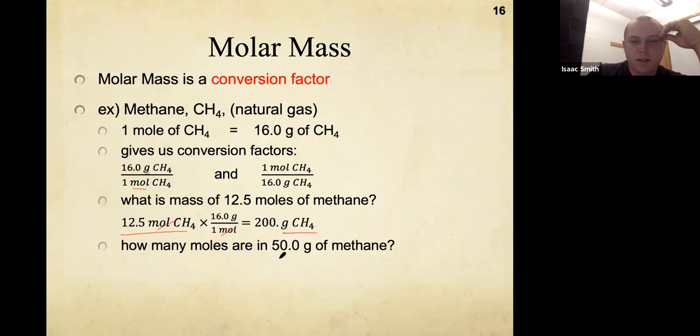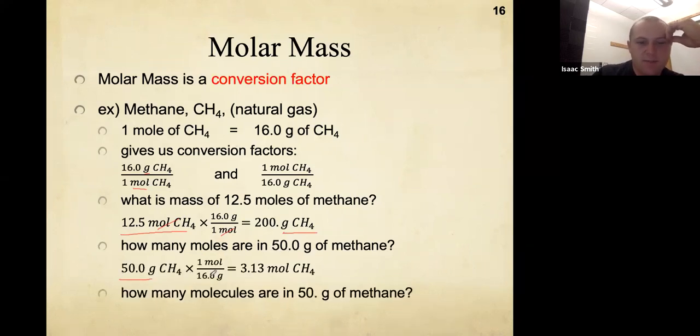Similarly, we could start with mass. So like, let's say we have 50 grams of methane. Well, if you just flip the conversion factor you did before, the grams are going to cancel out, and you're left with moles of methane. So you can go from moles to grams like that.